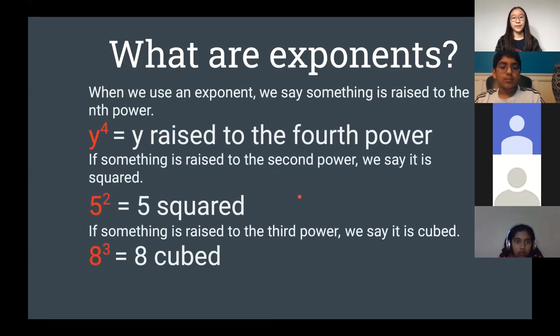Okay, so when we use an exponent, we say that something is raised to the nth power. Like here, this is y raised to the 4th power. And this would be 5 squared. If it's to the 2nd power, you can say squared. If it's to the 3rd power, we often say cubed.